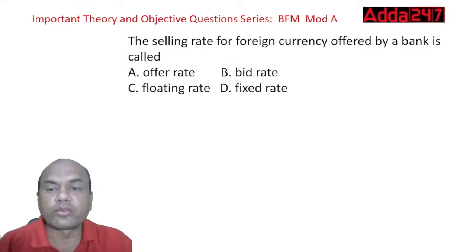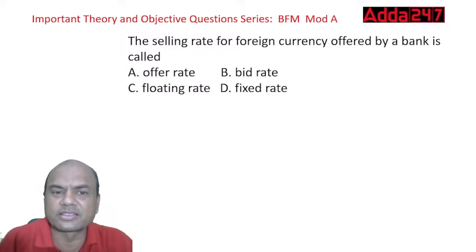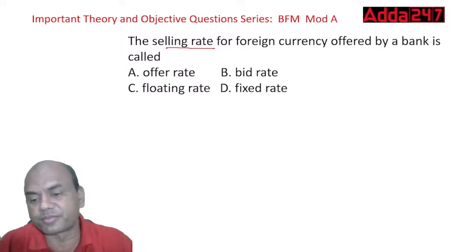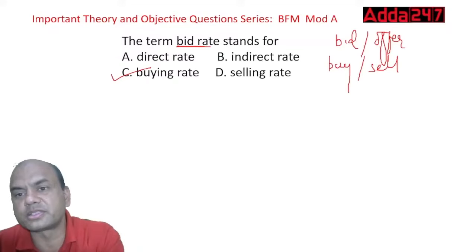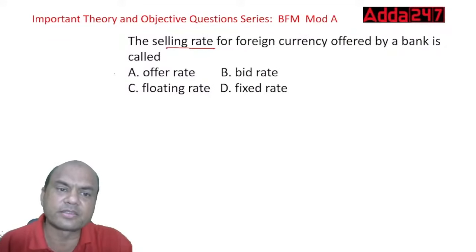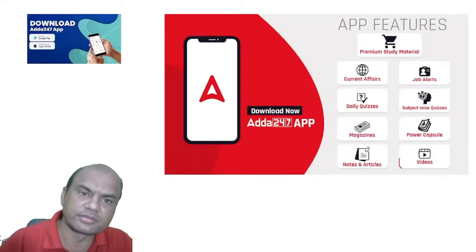The selling rate of a foreign currency offered by a bank is called the selling rate. What is the sell rate known as? Give me in the comment section. Just now we saw it. Correct, type fast: offer, isn't it?